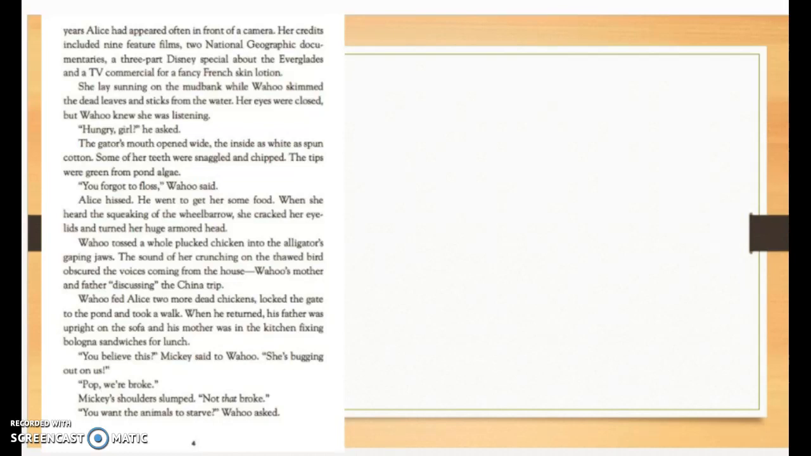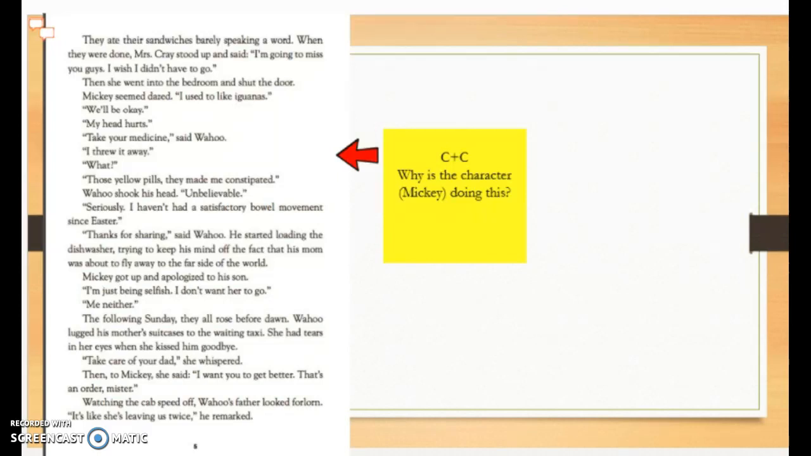The sound of her crunching on the thawed bird obscured the voices coming from the house, Wahoo's mother and father discussing the China trip. Wahoo fed Alice 2 more dead chickens, locked the gate to the pond, and took a walk. When he returned, his father was upright on the sofa, and his mother was in the kitchen fixing bologna sandwiches for lunch. "You believe this?" Mickey said to Wahoo. "She's bugging out on us." "Pop, we're broke." Mickey's shoulders slumped. "Not that broke." "Do you want the animals to starve?" Wahoo asked. They ate their sandwiches, barely speaking a word.